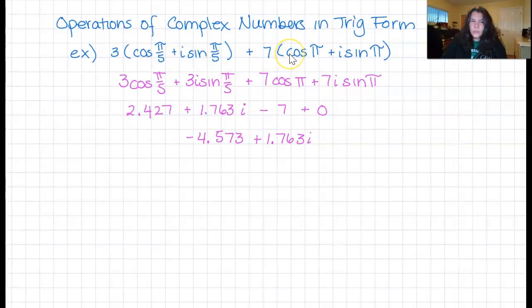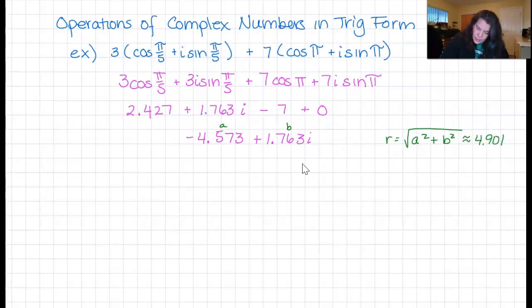However, I started off in trig form, so my final answer really should be in trig form. Oof. All right, you're going to have to convert here. I'm going to do this off to the side here. So remember, r is the square root of a squared plus b squared. That's a, and that's b. I'm just going to go ahead and do that. So that's about 4.901.